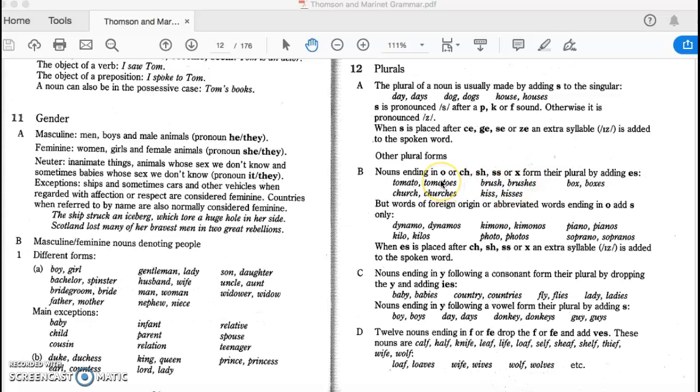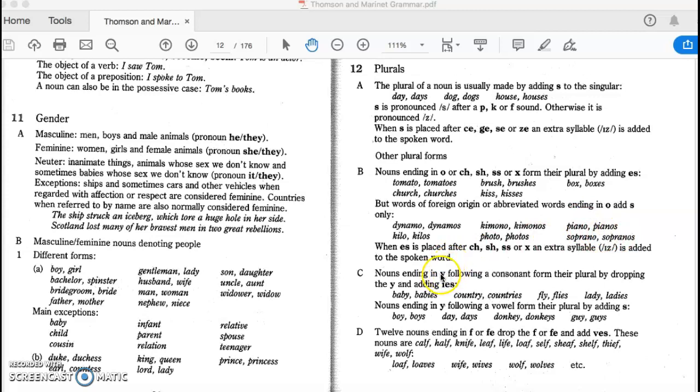The same with nouns ending in o. So, for example, brush, I cannot say brushs, so therefore I add es. Brush, brushes. Box, boxes. Kiss, kisses. Tomato, tomatoes. There are certain words of foreign origin that end in O and add only S because that was the rule in the original language, such as photo, photos, piano, pianos, video, videos.